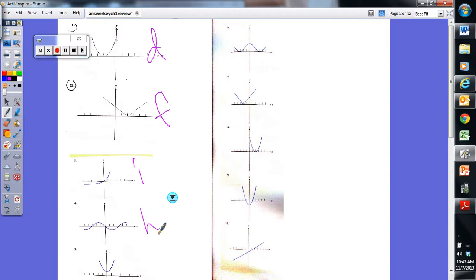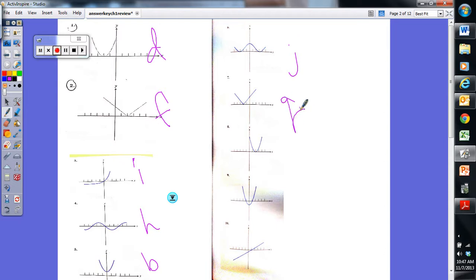So that's H. Number 5 is a parabola that got moved up 1 unit. That's B. Number 6 is a cosine function that got moved up 1 unit. So that is J. 7 is an absolute value that got moved left 2. So that is G.